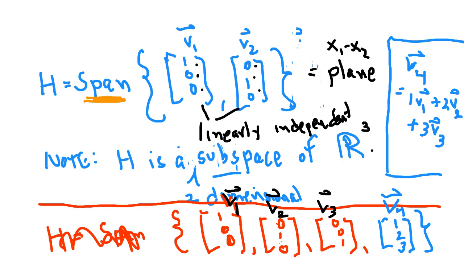So anytime you have a linearly dependent set, one of the vectors has to be a linear combination of the preceding vectors. Eventually that has to be true. Okay, it just has to be true eventually.